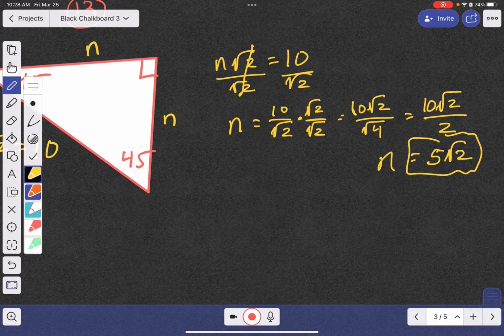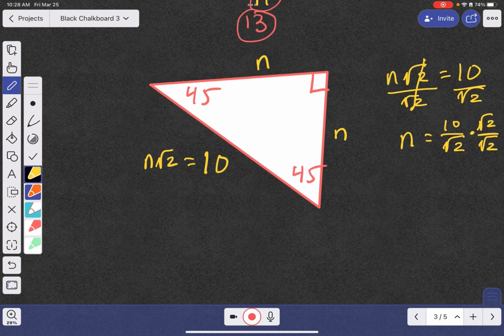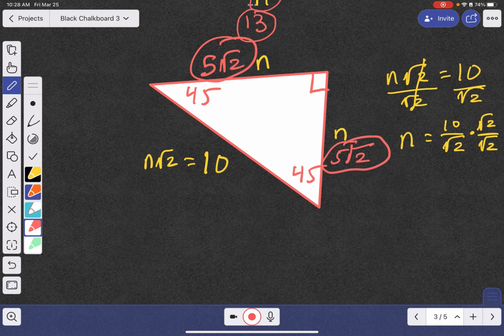So now I know what my n is equal to. So if I go back to my drawing then, my two missing sides, here and here, are n and n. So now I know that the length of this side has to be 5 times the square root of 2, and the length of this side has to be 5 times the square root of 2. I find that the easiest way to do these.